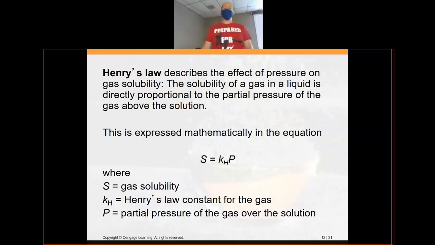All right, so now we're going to talk about gases. We have Henry's law, and it describes the effects of pressure on gas solubility. If you want to have more gas in your solution, you have to increase the pressure. Basically, you're pushing the gas into the liquid. You increase the pressure over that liquid, and the gas goes into the liquid. And we have the equation for Henry's law, where S is your gas solubility, K sub H is your Henry's law constant for that gas, and P is the partial pressure of the gas over the solution.